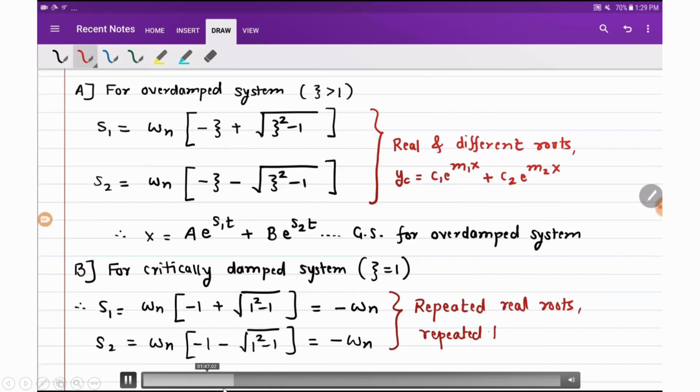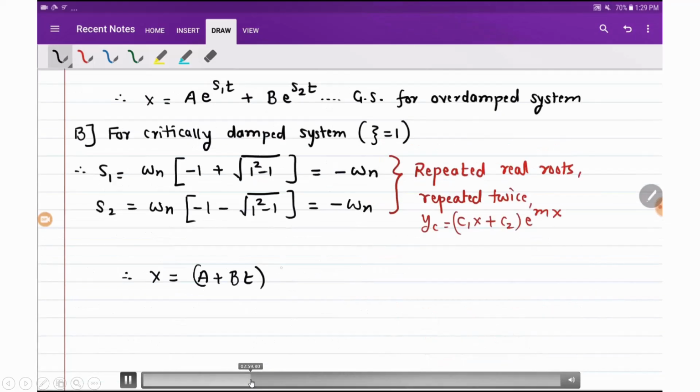And for repeated real roots, the general solution is C1x plus C2 times e raised to mx; this is from our M3 part. In place of C2 we have A, in place of C1 we have B, in place of x our variable is t, and e is raised to the root we have, which is minus omega n. So it is e raised to minus omega n t. This is the general solution for critically damped system.